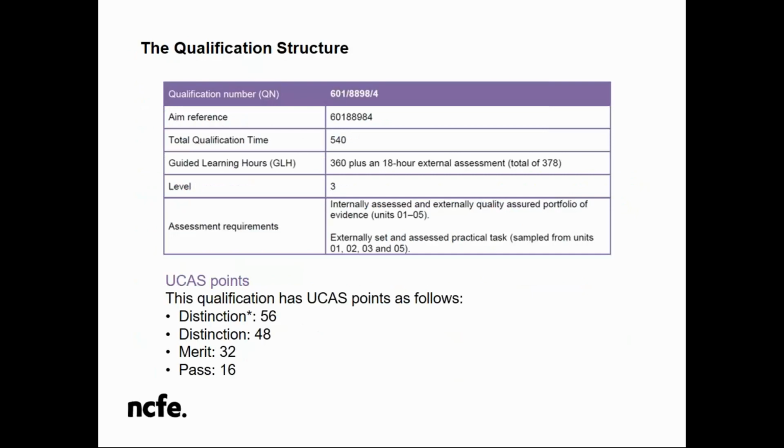So the qualification has a recommended 360 guided learning hours, or GLH, which is the same as A-level qualifications, plus 18 hours for an external assessment. The total qualification time, or TQT, for the qualification is 540 hours. So this additional time could include independent learning, work experience or educational visits. The qualification does carry UCAS points, which are shown on the screen, ranging from 16 for a pass up to 56 for a distinction star.